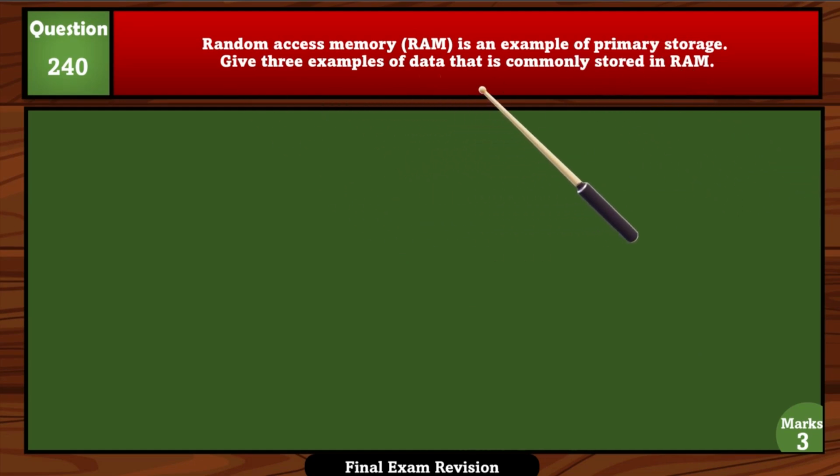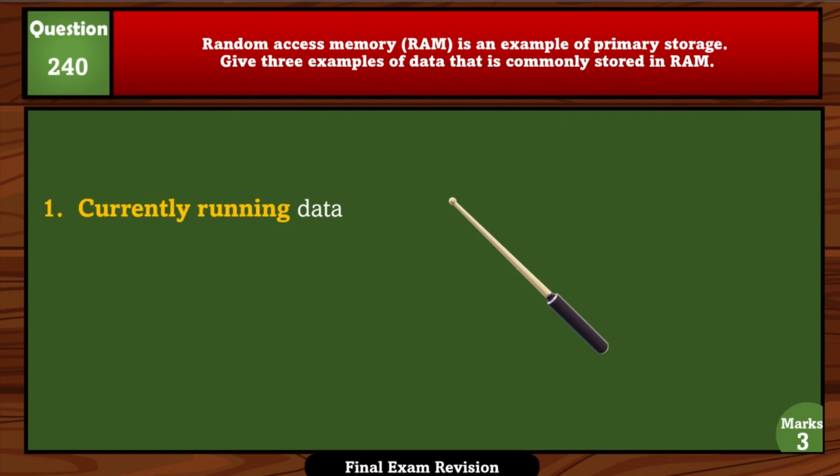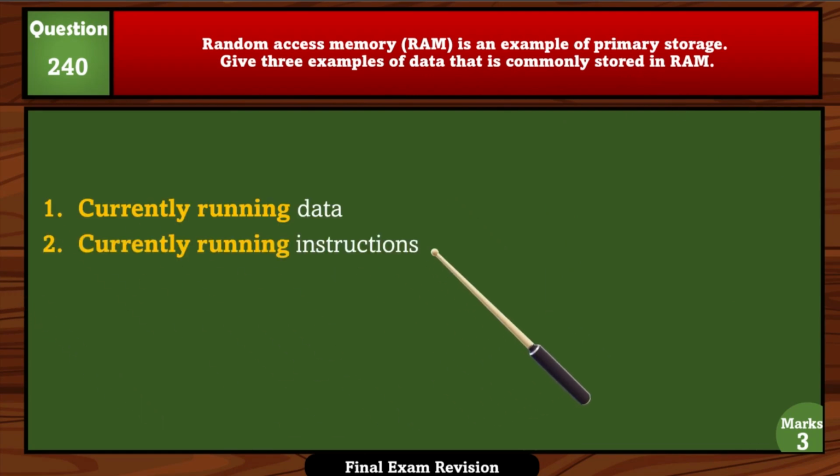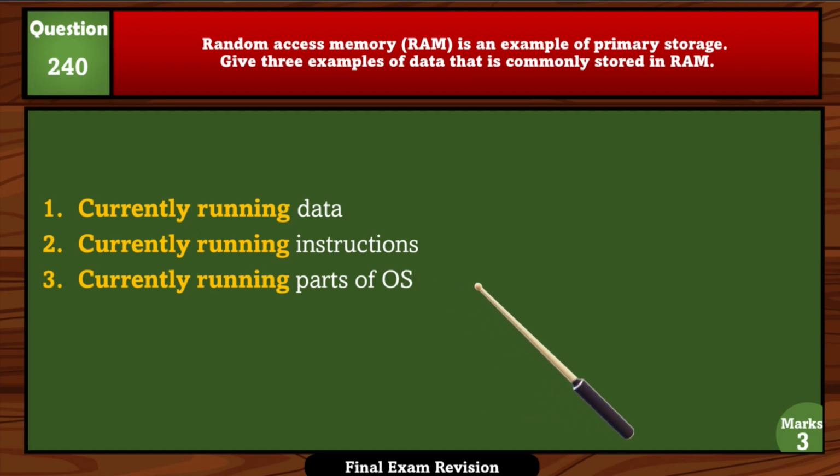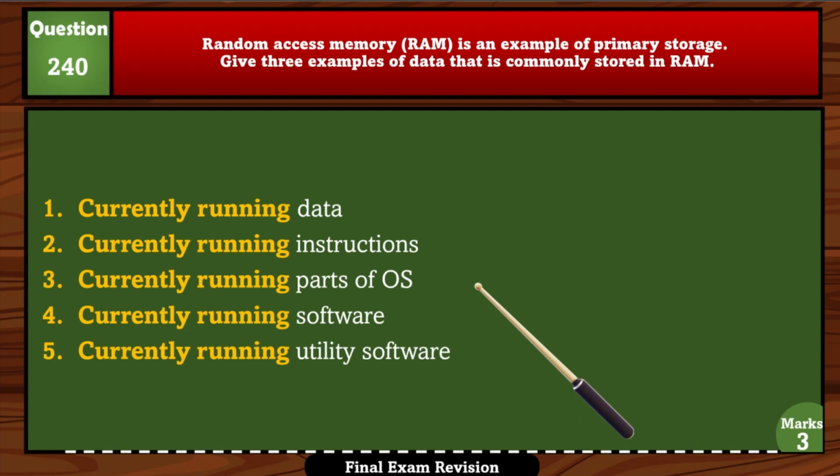Question 240, random access memory RAM is an example of primary storage. Give three examples of data that is commonly stored in RAM. So RAM stores currently running data. It stores currently running instructions. It stores currently running parts of the operating system. It stores currently running software. It stores currently running utility software. So everything that is currently running is stored in the RAM.